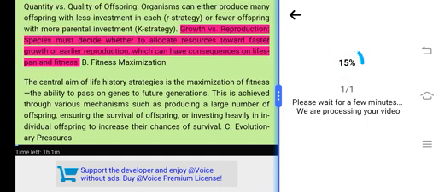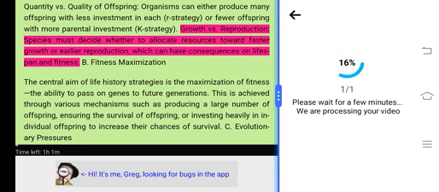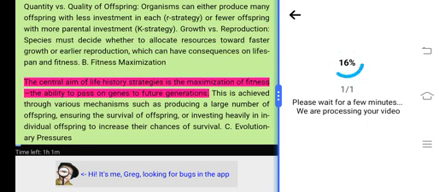or fewer offspring with more parental investment, K strategy. Growth versus reproduction. Species must decide whether to allocate resources toward faster growth or earlier reproduction, which can have consequences on lifespan and fitness. B. Fitness maximization. The central aim of life history strategies is the maximization of fitness, the ability to pass on genes to future generations.